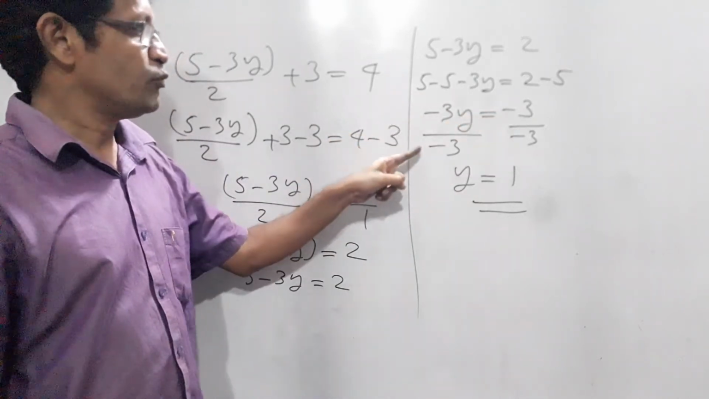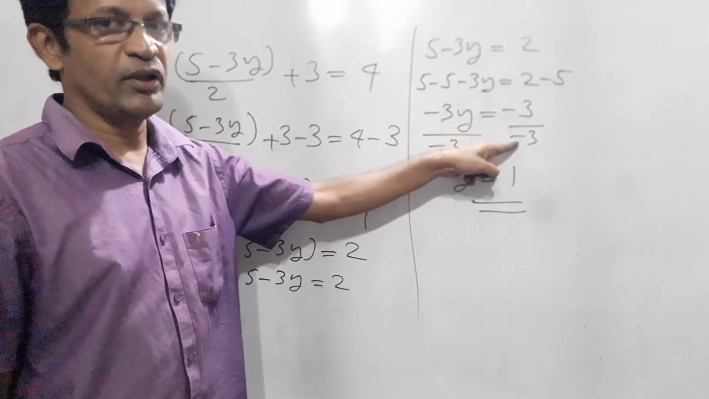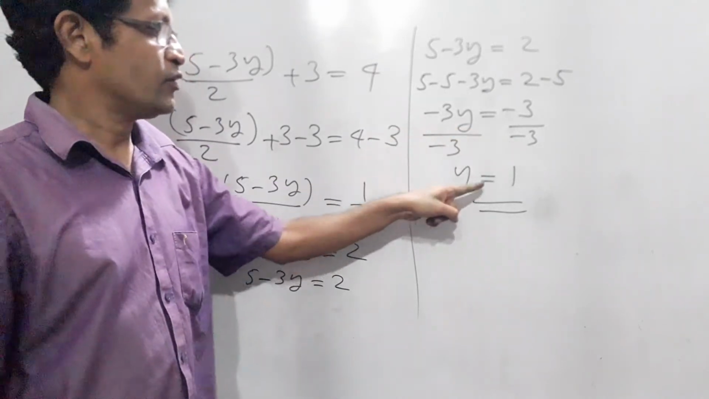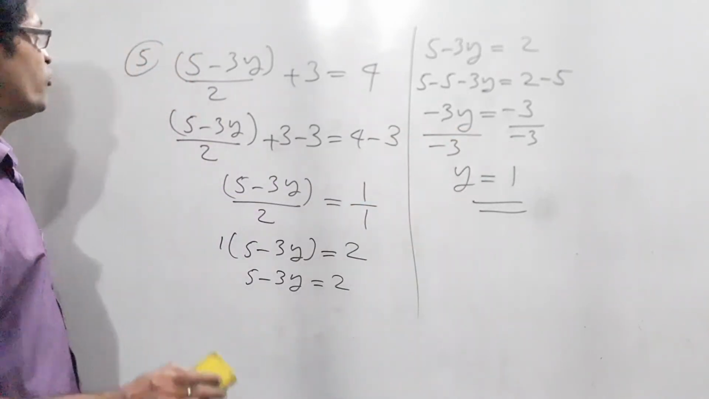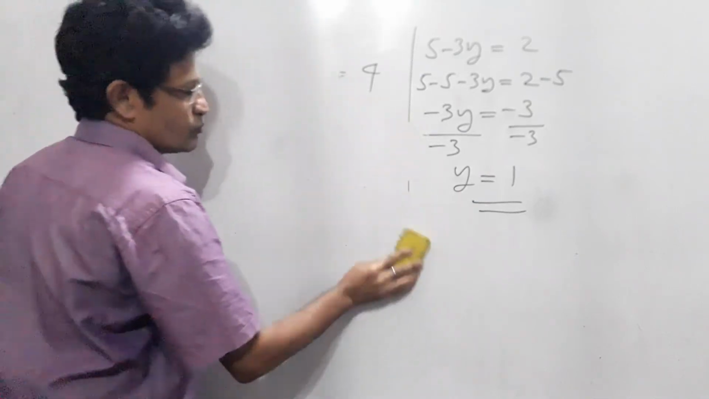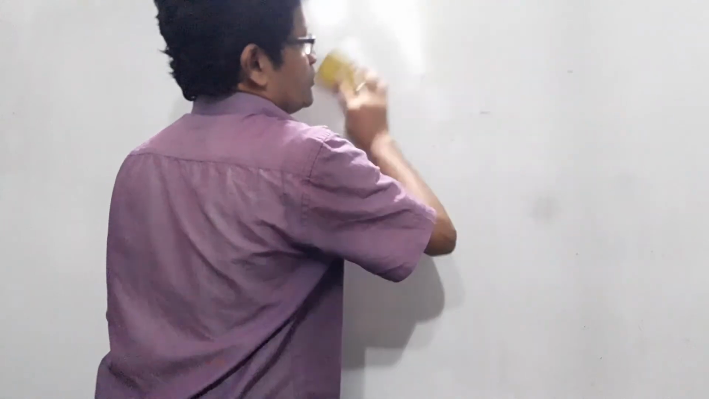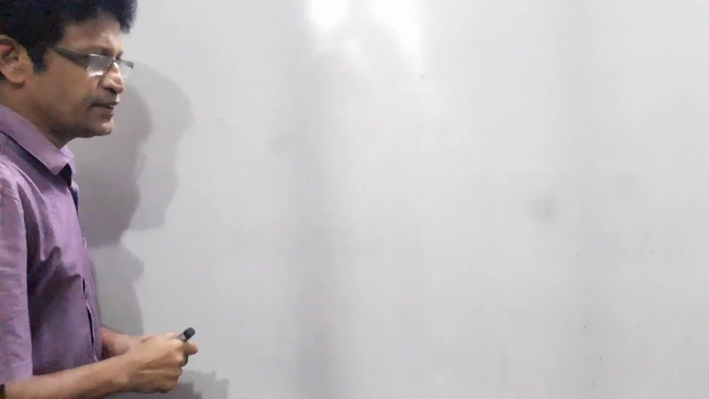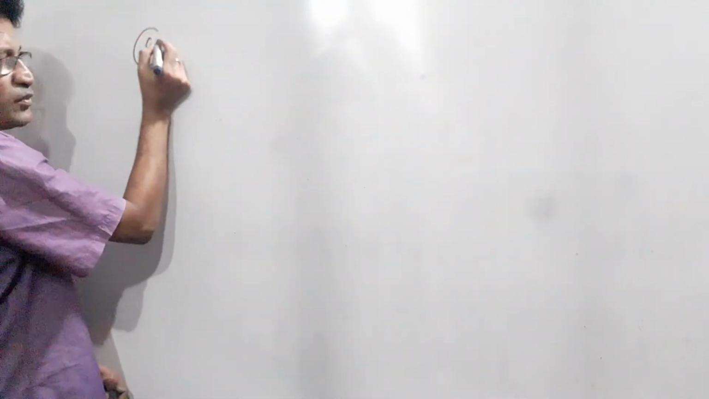Then I divide this side by minus 3. Then other side also I divide by minus 3. Then y equal 1. So this is the question number 5. Now we do the question number 6. Question number 6 is this.